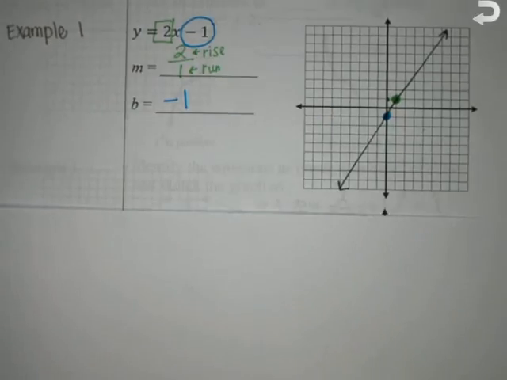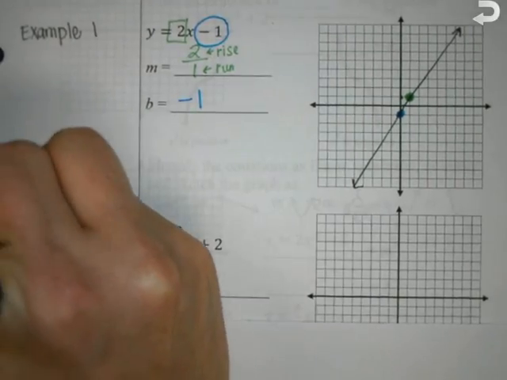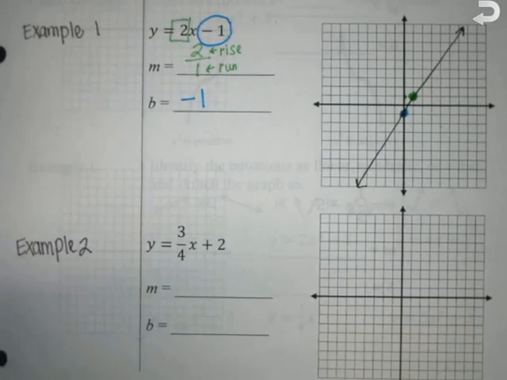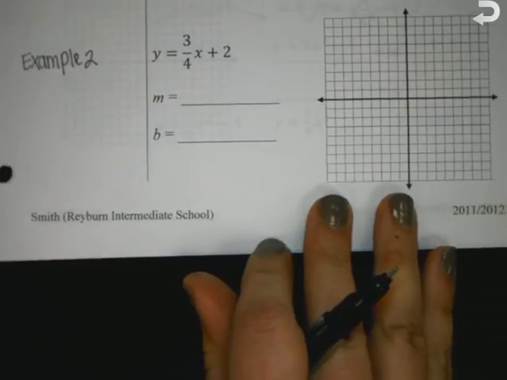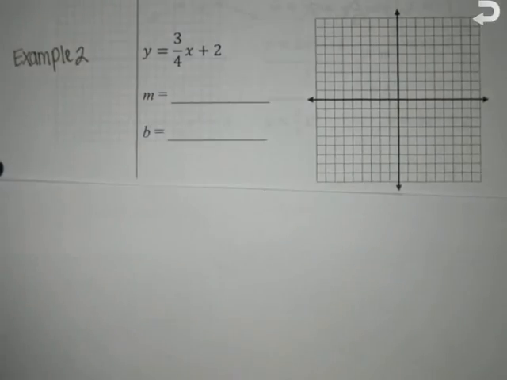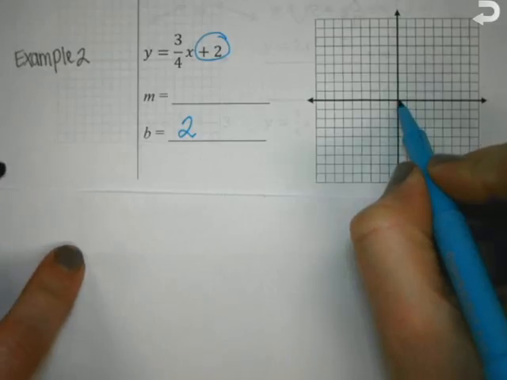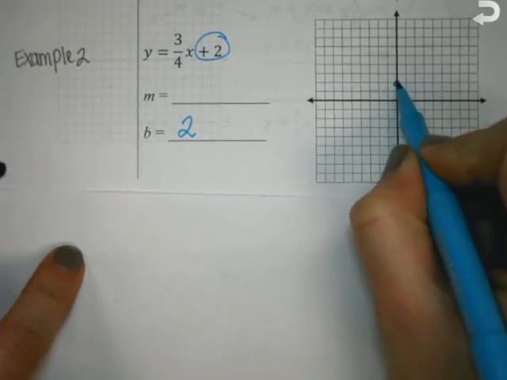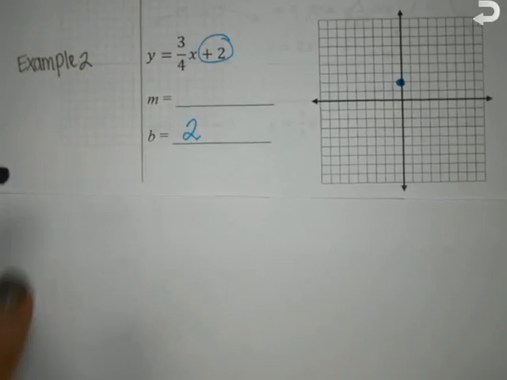Alright, example 2. 3 over 4x plus 2. Okay, Thomas, what is my y-intercept? My B? Plus 2. So let's plot that. I start at the middle and I go up 2 spaces and put a point there. My y-intercept will always be on the y-axis, so you're always just going to go up or down. Okay?